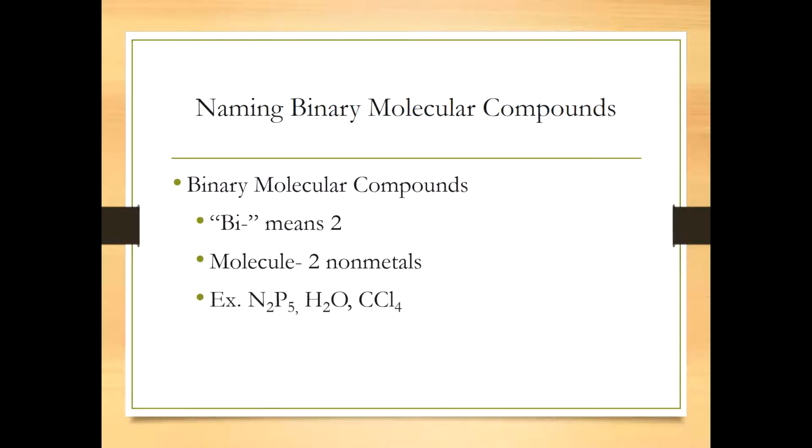So here are the examples that we will be looking at. You see in these examples, N and P, nitrogen and phosphorus, are two different nonmetals. For H2O, hydrogen and oxygen are two different nonmetals. And CCl4, you have two different nonmetals, carbon and chlorine.